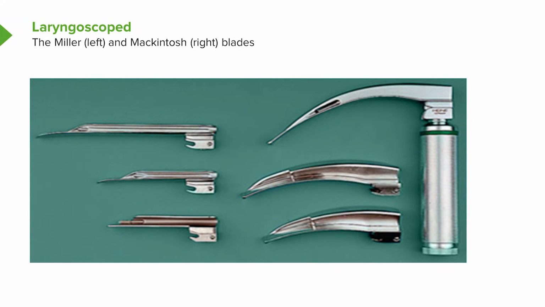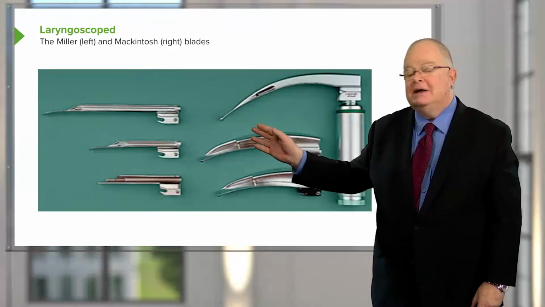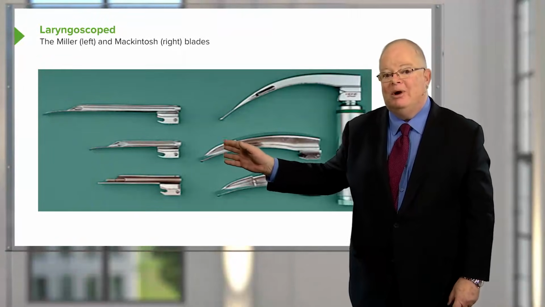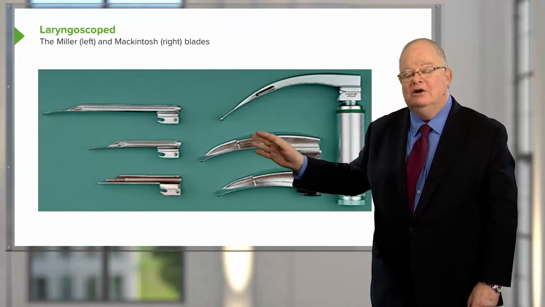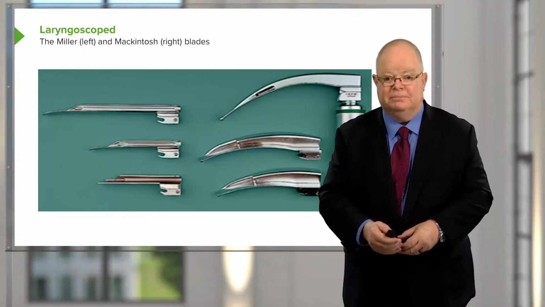These are standard laryngoscope blades. The blade on the right is a Macintosh blade. Most of us use the Macintosh blade pretty much routinely. The blades on the left are the Miller blade. I can tell you I haven't used a Miller blade in probably 30 years, but there are some anesthesiologists who swear by it and use it in preference to the Macintosh blade.